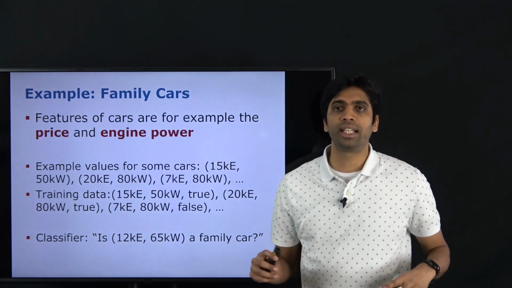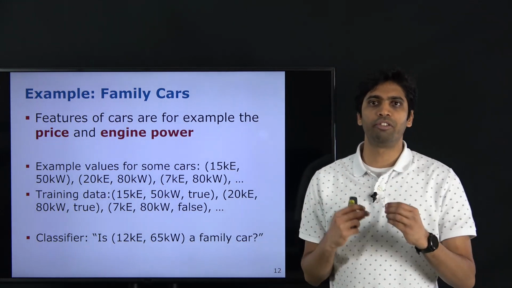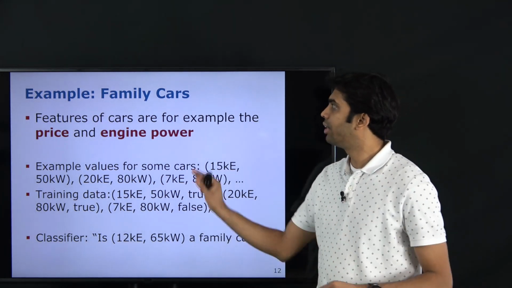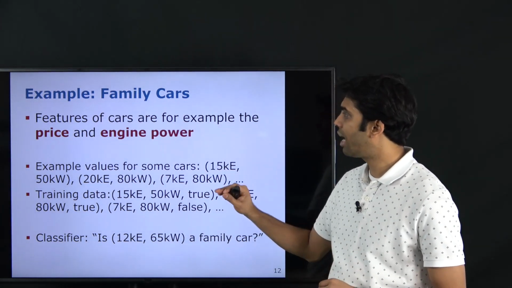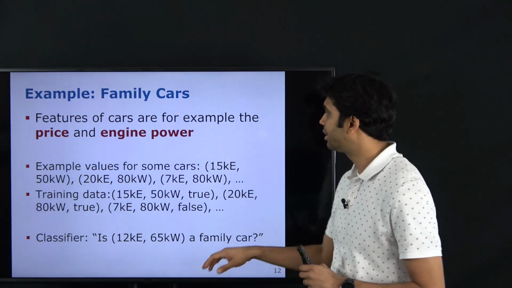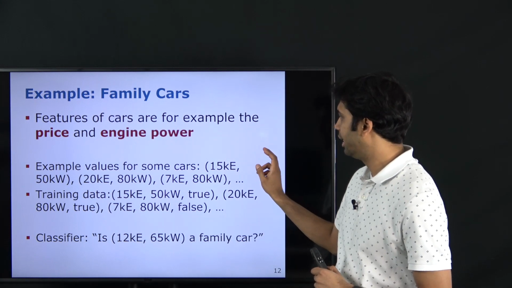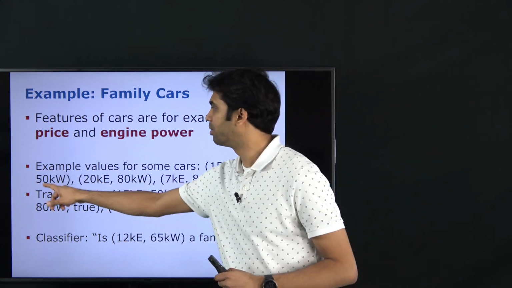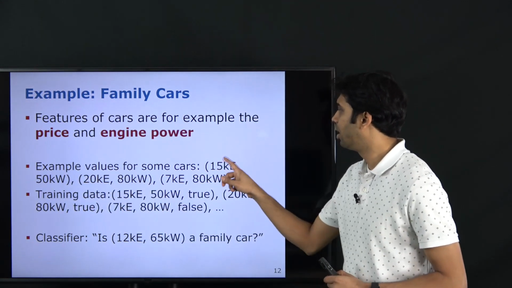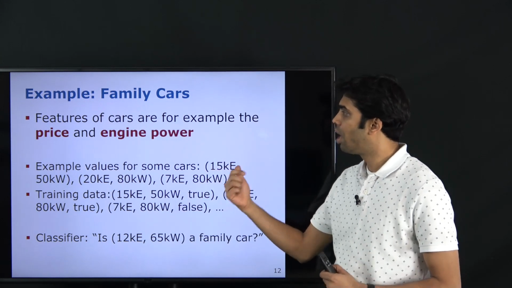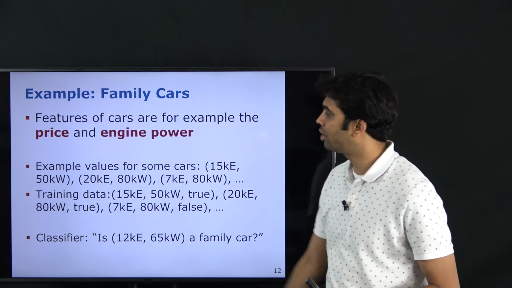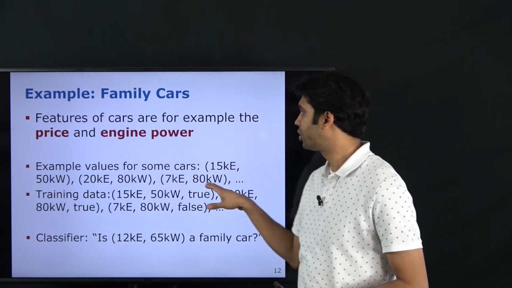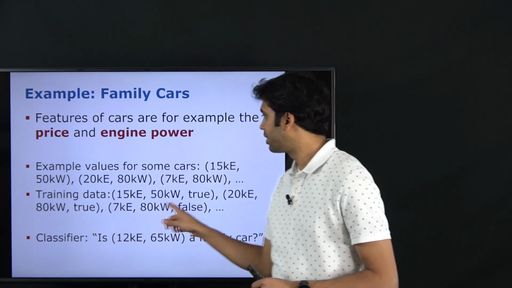Right. Okay, so let's dive a little more to understand the various aspects of a classification system through an example. In this case, the example is the following. We have certain features of a car. In this case, those features are the engine power and the price. The engine power is in kilowatts, whereas the price is in thousands of euros. So for example, one such car is 15,000 euros with 50 kilowatts of engine power, and so on and so forth. So we have these different examples of cars.